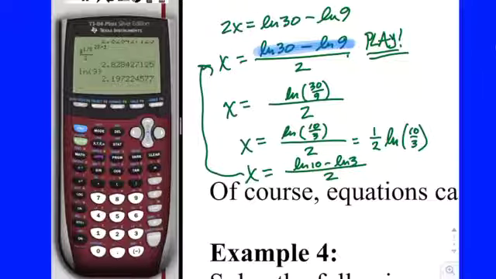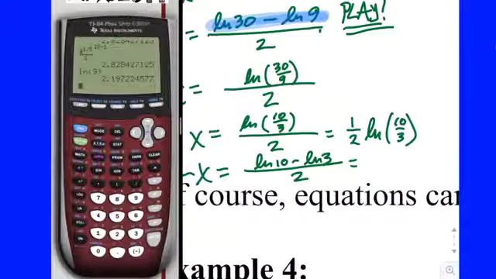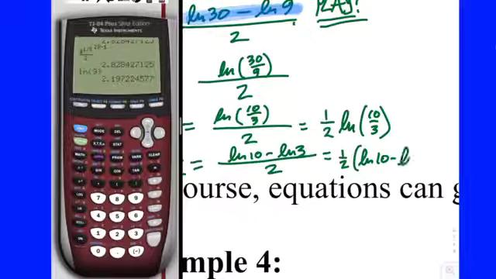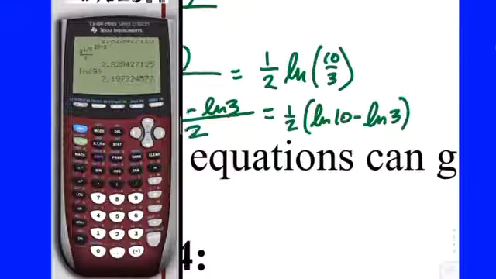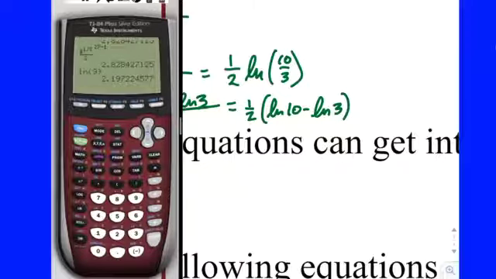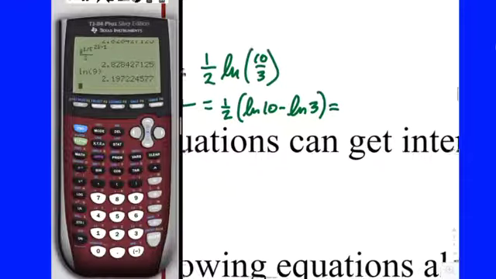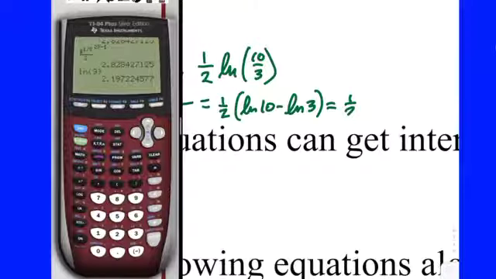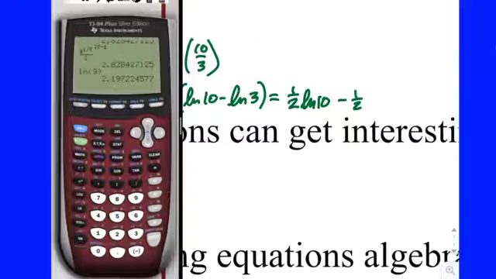Okay? Or you could pull the 1/2 out front and say it's 1/2 times the quantity natural log of 10 minus the natural log of 3. You could do that, right? Yeah. Or you could distribute the 1/2, right? 1/2 natural log of 10 minus 1/2 natural log of 3. Ooh, how's that looking? Yeah, it looks pretty good.